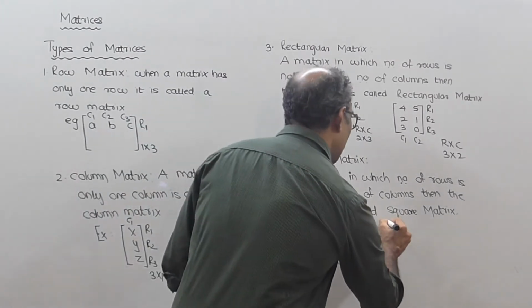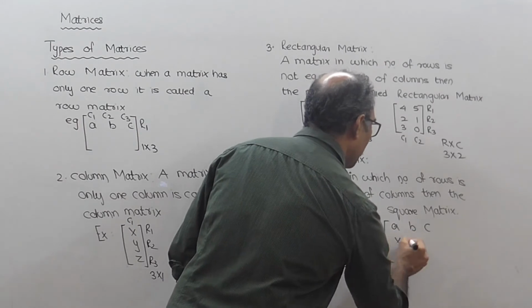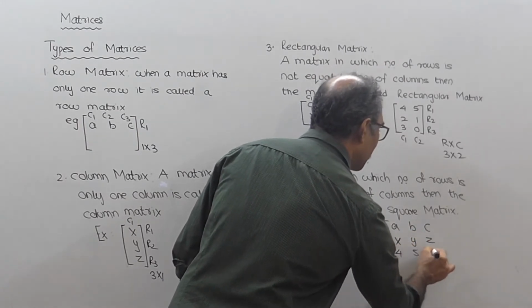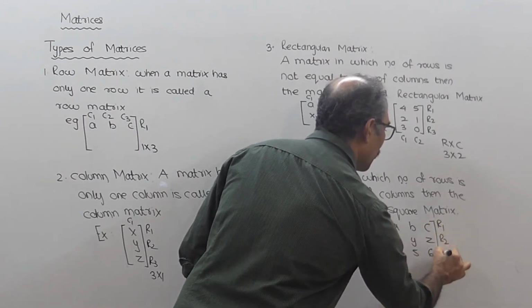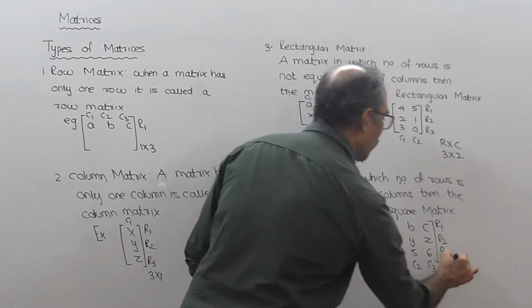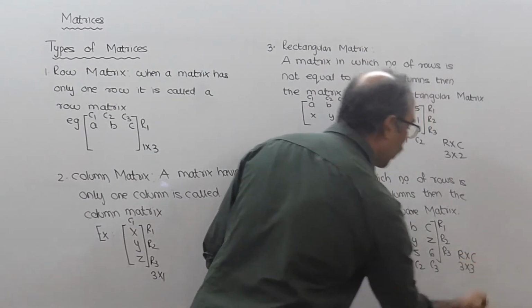Let us take one more example. Suppose you have got A, B, C, X, Y, Z, 4, 5, 6. Okay? This is the first row, this is the second row, third row. This is first column, this is the second column, this is the third column. This is the matrix of what? Order R by C means 3 rows and 3 columns.